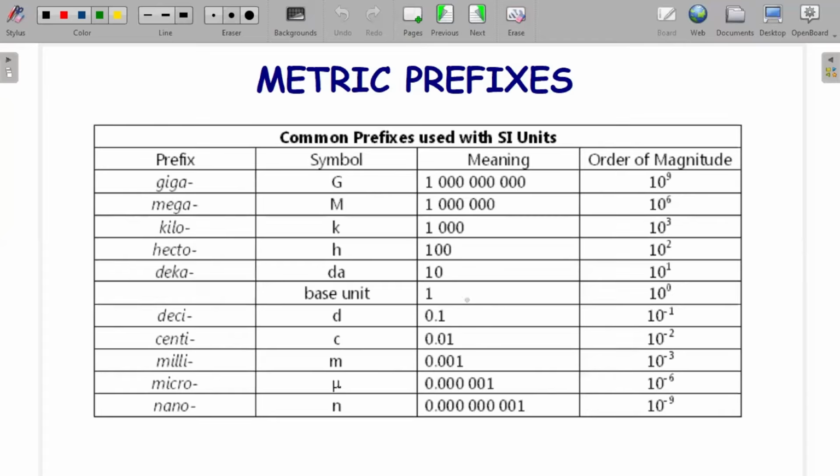Then when it starts to get small, we're going to do the same. We have deci, which means times 10 to the power -1. We have centi, which means times 10 to the power -2. We have milli, which represents times 10 to the power -3. And we have micro, which is times 10 to the power -6, but we also have nano, which represents times 10 to the power -9, with the number of zeros that we have here in the middle.